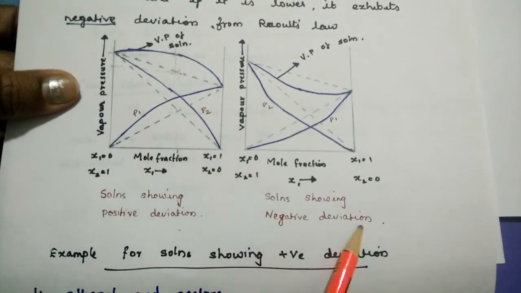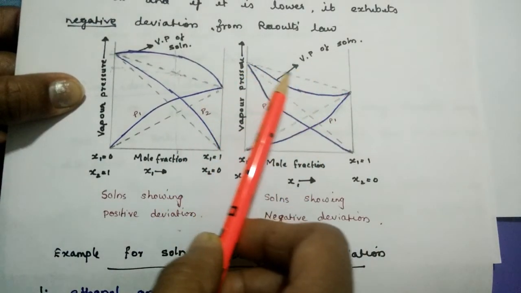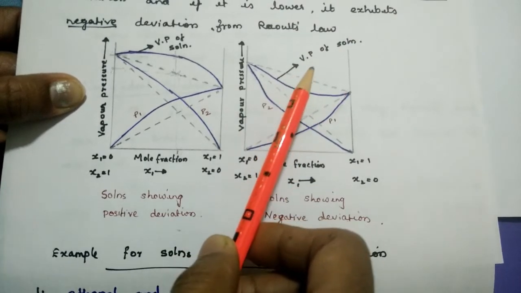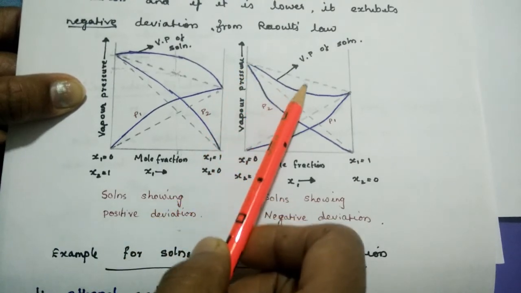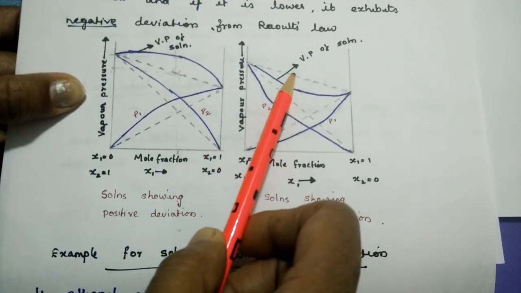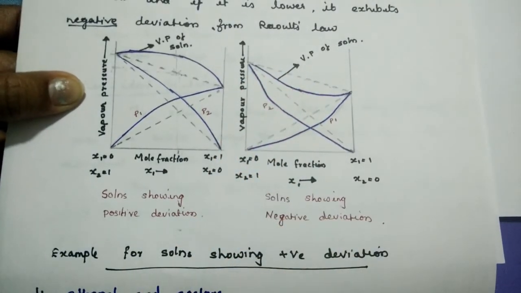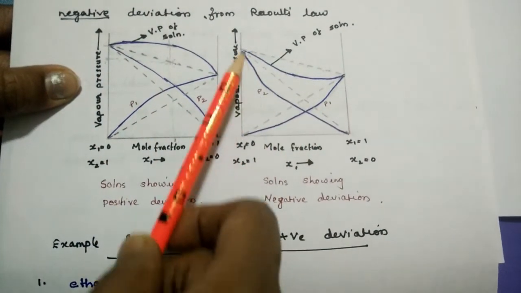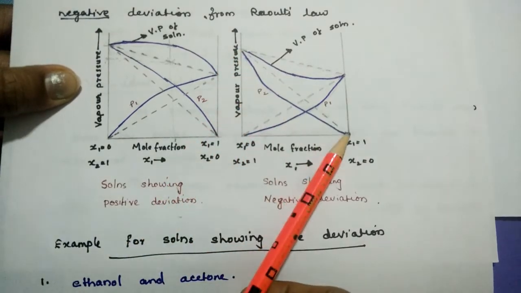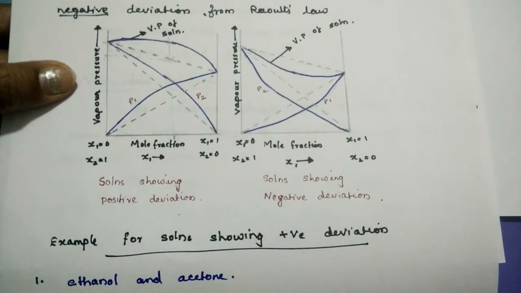And for the negative deviation graph, here this is the graph showing the solution obeying Raoult's law, and here the vapor pressure is lesser than the Raoult's law vapor pressure, so we can say it is a negative deviation graph. And the same in P1 and P2 also, there is a decrease in vapor pressure as expected. So we can say that negative deviation is taking place.